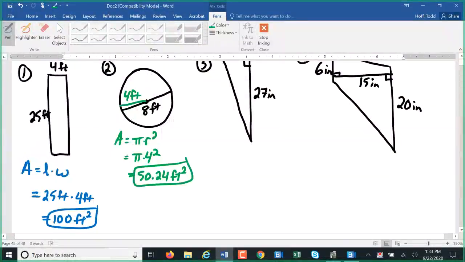Now remember that 50.24, I'm using pi as 3.14 instead of the pi button. If you use the pi button, you might get 50.26, 50.27. Either one of those is acceptable.